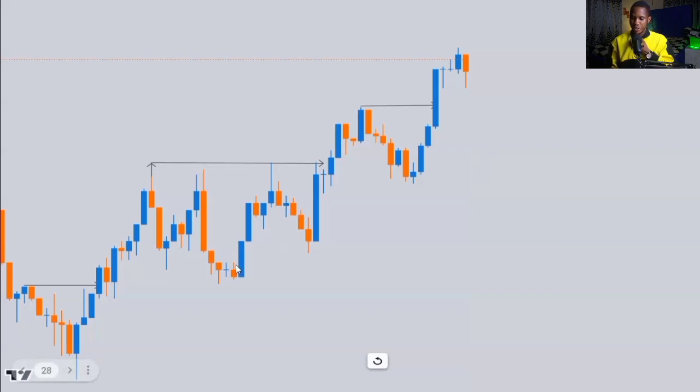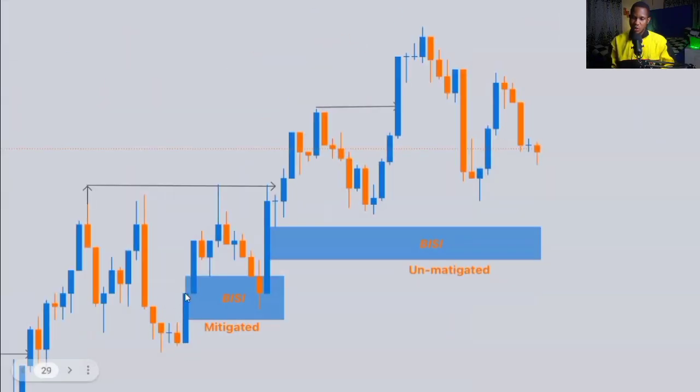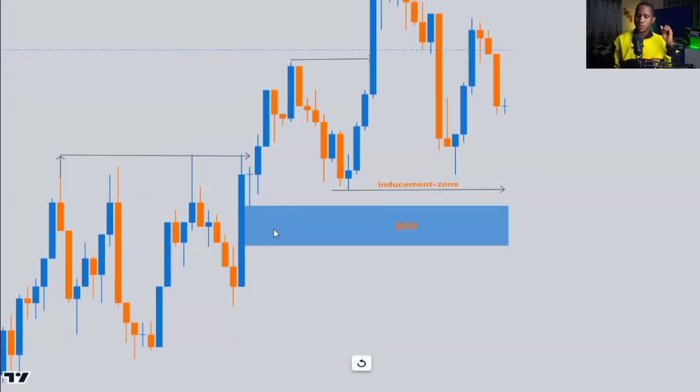So starting from below here, you can see that we have a BC right here now. But you see that this BC has been mitigated before it moved to the upside. Coming right here, we also have a BC in the market. It is actually unmitigated. So between this one and this one, which one will you actually choose in the market? Good, you got it. We're going to be eliminating this mitigated one. We're going to be using this one as our area of value and use this our recent trading range as our inducement zone in the market.